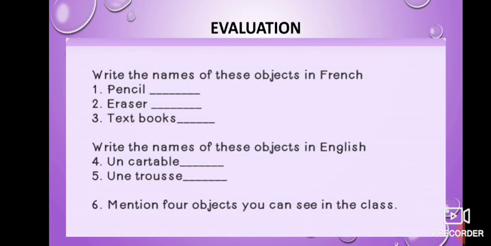Number one, we have pencil. Number two, eraser. And number three, textbooks. What are they called in French? Write the answer. And number four and number five, write the names of these objects in English language. Un cartable, un taille-crayon. What are they called in English language? And for number six, mention four objects you can see in the class in French language.